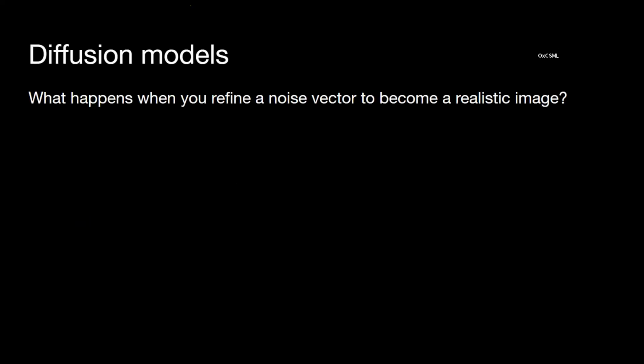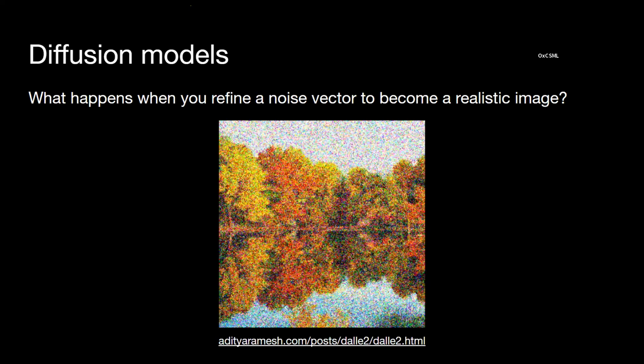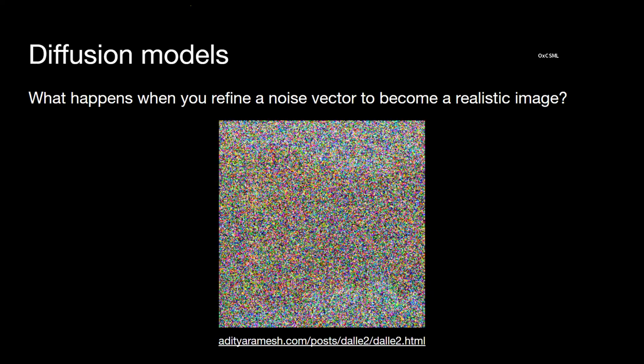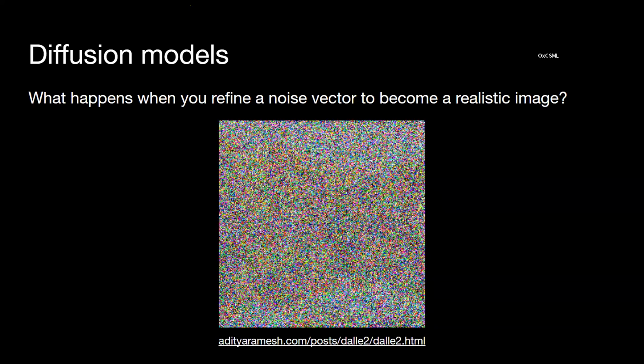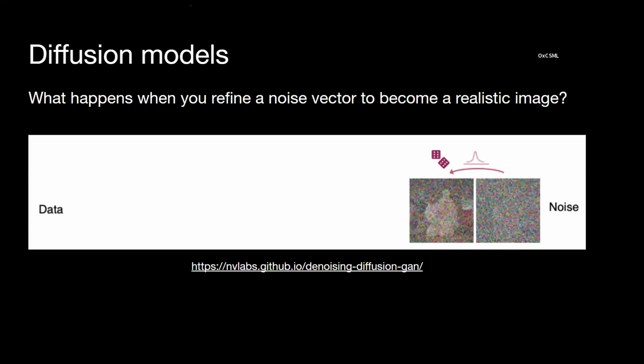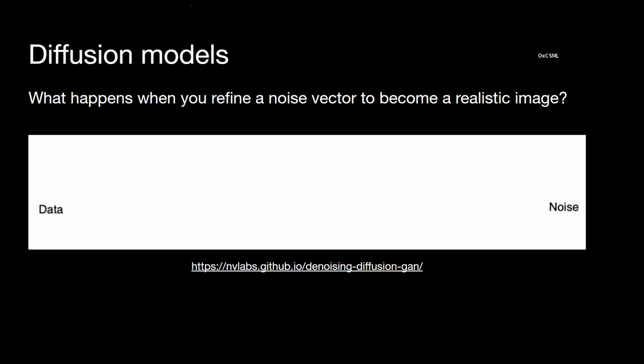So yeah, here's how I like to think about how diffusion models work. What happens when you try to refine a noise vector to bloom it to become a realistic image? And here's an infographic for you. We are basically starting off with a random noise vector drawn from a Gaussian, and then we are trying to iteratively progress that into a realistic image. And here's a bit more informative infographic. You can see it's not a one-shot process, it's an iterative process where we gradually denoise a random noise vector so that it becomes a realistic image.